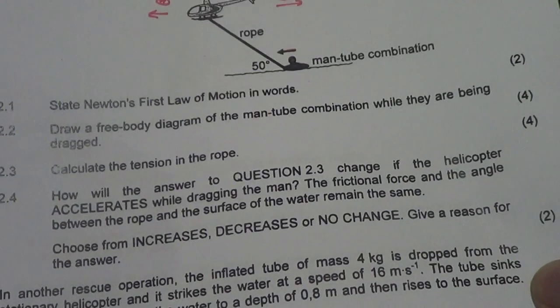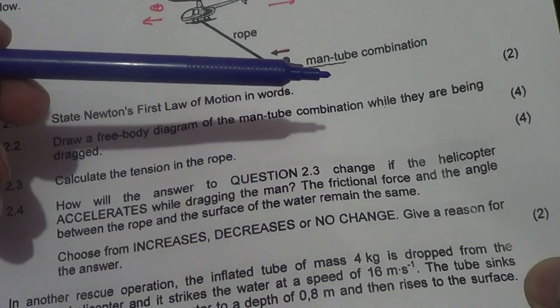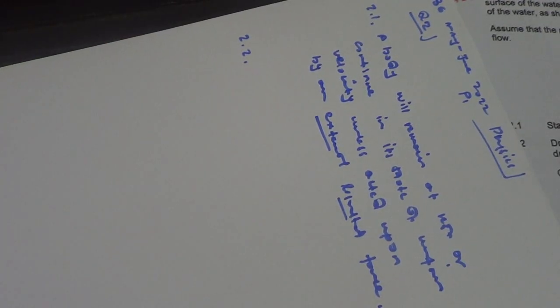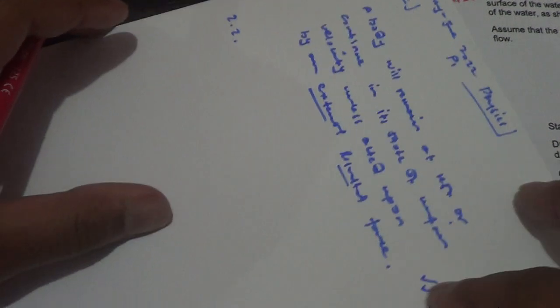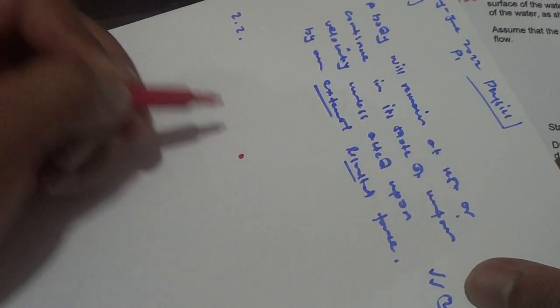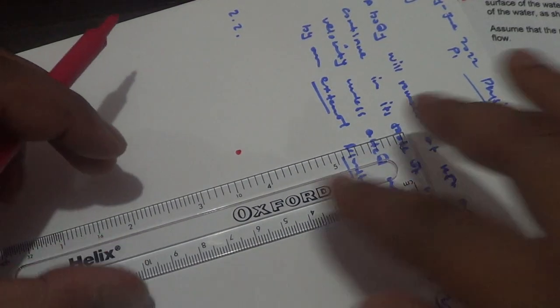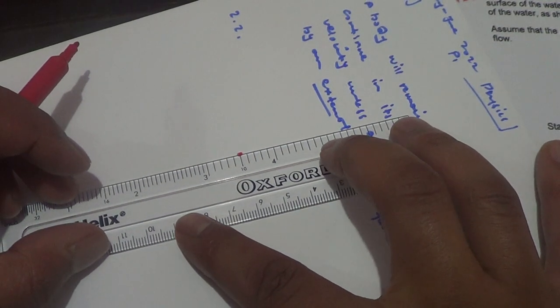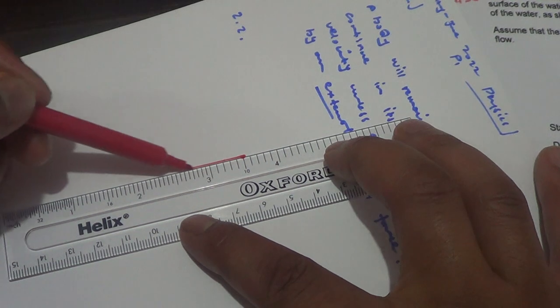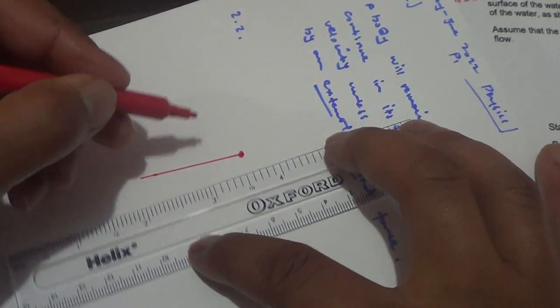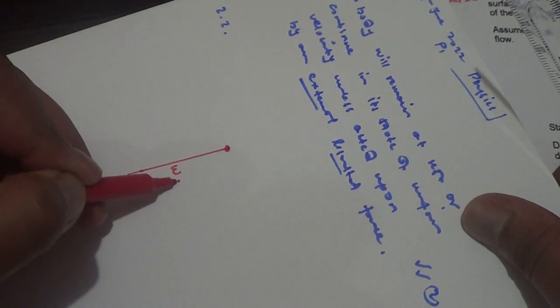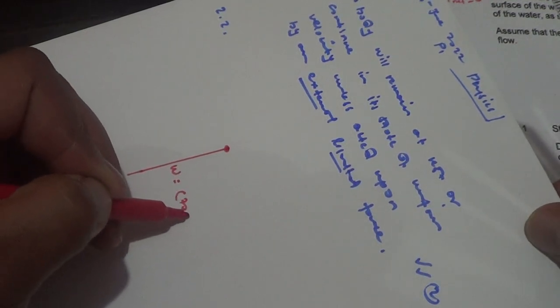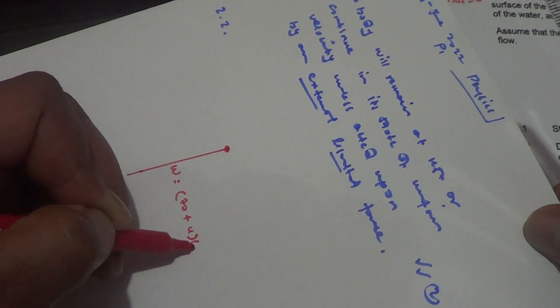So 2.2, it says, now draw a free body diagram of the man-tube combination while they are being dragged. Fine. When you do this man-tube combination situation here, of course, you start off with that dot over there, which represents the man-tube situation, and then we will draw the weight down. So the weight of the man-tube combination is directed downward. So this is going to be W, which is the man, which is 70, plus that tube, which is 4, times 9.8.